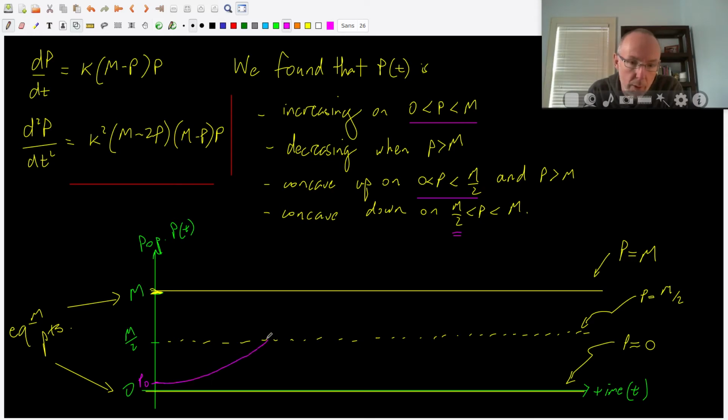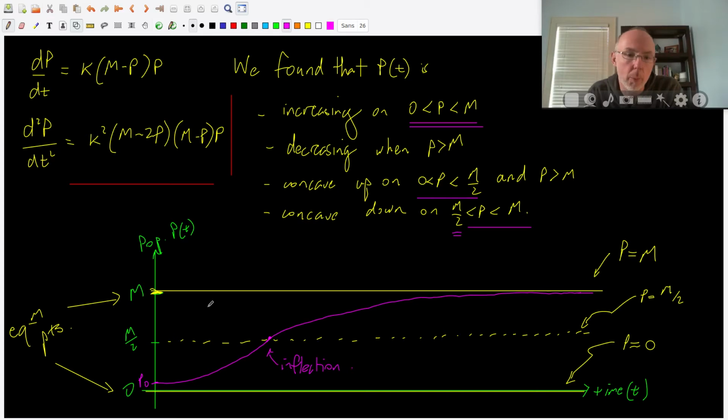Increase, increase, increase, concave up. Looks like that. But at m over 2, the graph must change to concave down, because if the population's between m over 2 and m, it's concave down. But as long as it's still below m, it's got to be increasing. So it's going to increase, but it can't cross this line, because if the population is ever m, it stays m for all time. So it must continue increasing, but be concave down and asymptote off towards that line, p equals m, as t gets large. Right? So this is an inflection point. This is where the concavity changes.